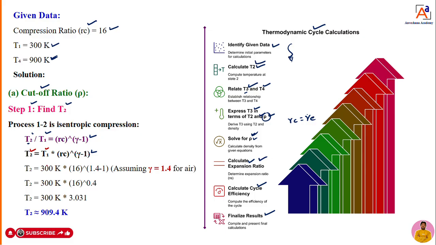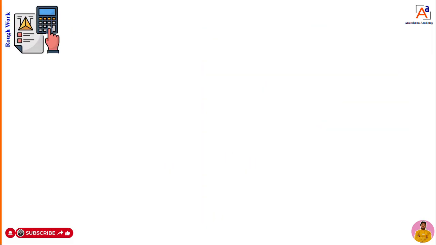T1 he has given in the problem, that is 300 Kelvin. I will take it as it is. RC also has been given in the problem. I will write it here, 16 to the power of gamma. Gamma value is 1.4, that is, gamma for air is equal to 1.4. That is a constant. I will substitute minus 1. Then I will do simplification. I told you, dear students, how to do the simplification. Then you are going to get T2 is equal to 9.4 Kelvin. This is the T2 value, the temperature of the air at the end of the compression. Now I calculated T2.